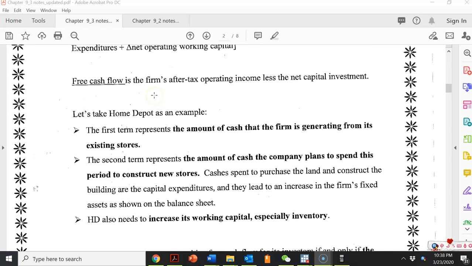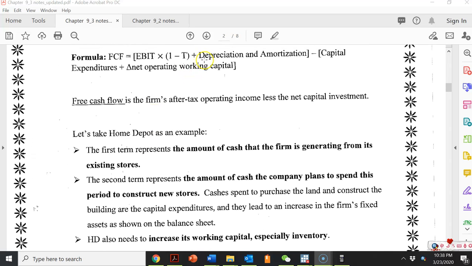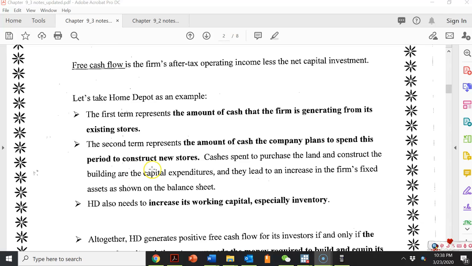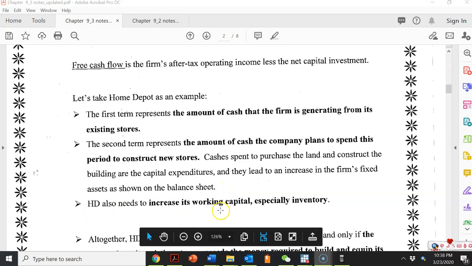The first term here represents the amount of cash that the firm is generating from its existing stores. The second term represents the amount of cash the company plans to expend this period to construct new stores. Cash spent to purchase the land and construct the buildings are the capital expenditures, and they lead to an increase in the firm's fixed assets as shown on the balance sheet. Home Depot also needs to increase its working capital, especially inventory.